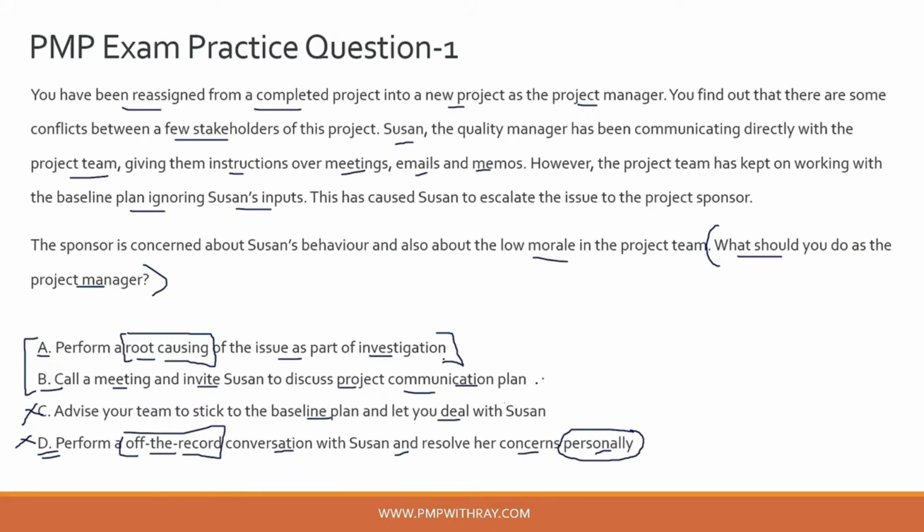So for that reason, guys, option B is an incorrect option, and the correct answer to this question is option A, which is to perform a root causing of the issue as part of the investigation, which links back to the core project management behavior framework that a good project manager always tries to solve a problem from the root cause, and they don't solve a problem superficially. Okay, so the correct answer to this question is option A.